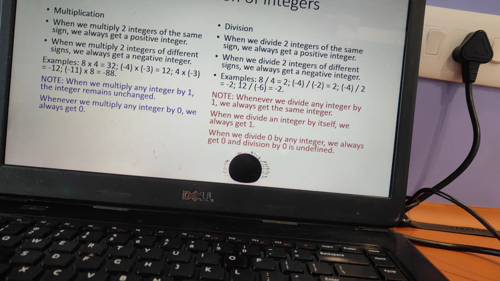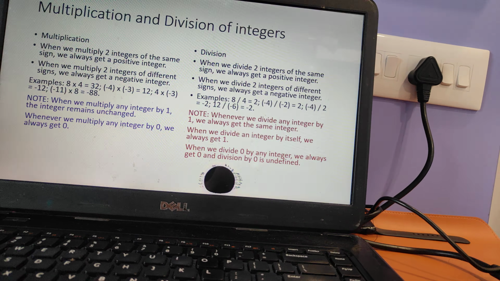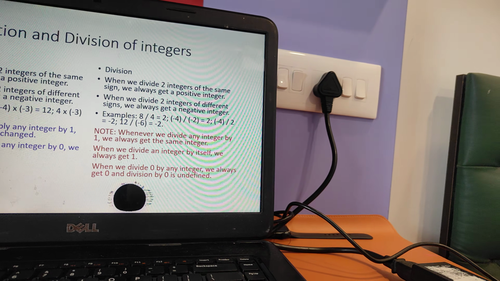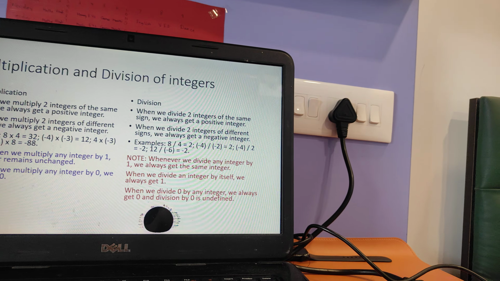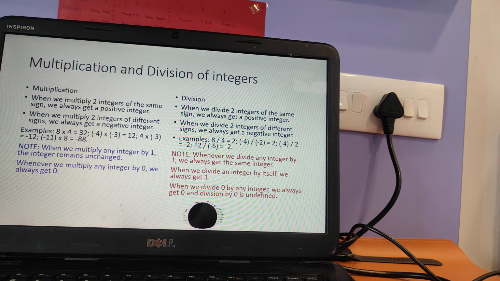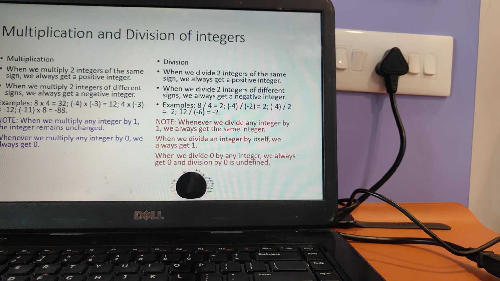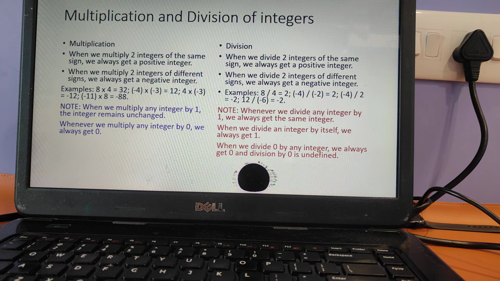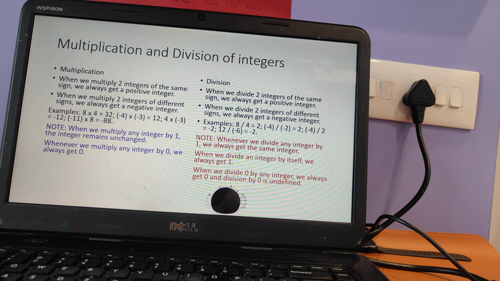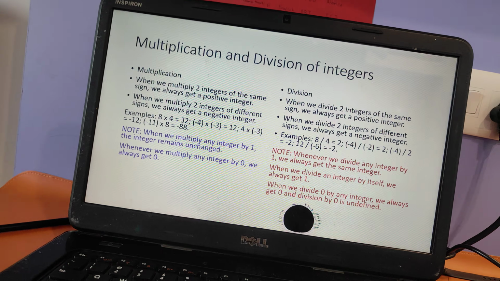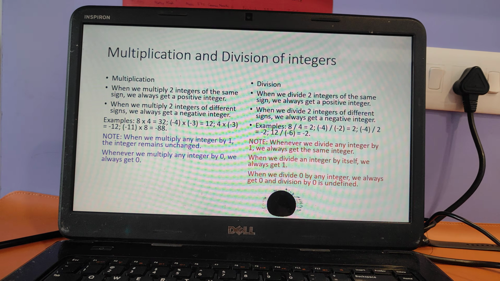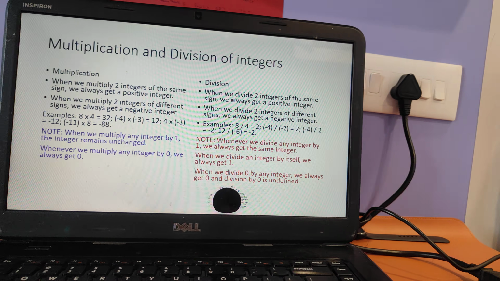And in division also, whenever you divide any integer by 1, you always get the same integer. You can even say that on dividing any integer by 1, the integer remains unchanged. 4 divided by 1, 4, minus 11 divided by 1, minus 11 only. But when you divide an integer by itself, you get 1. Yes. 8 divided by 8, 1. Minus 10 divided by minus 10, 1.